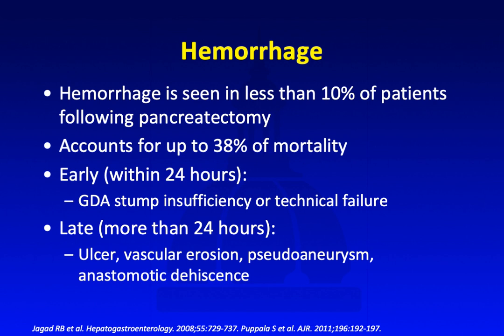Early hemorrhage in a Whipple patient is usually due to GDA stump insufficiency or technical failure of the surgery. If it occurs more than 24 hours later, usually it's due to development of an ulcer, some pathology that erodes a vasculature, development of a pseudoaneurysm, or anastomotic dehiscence.